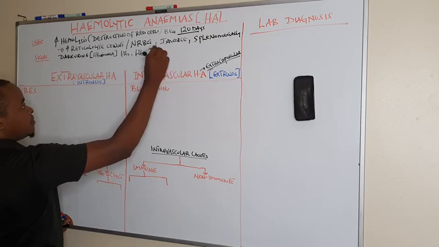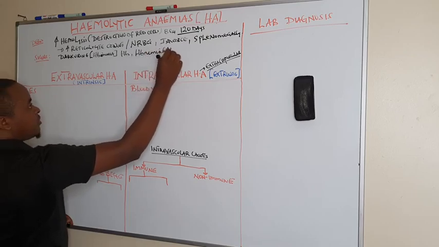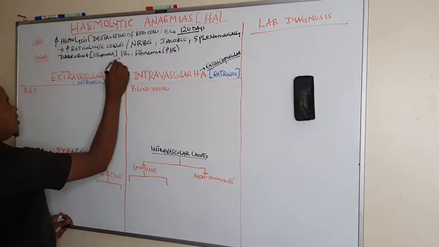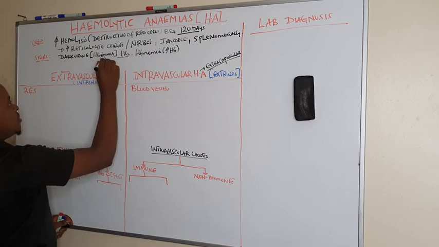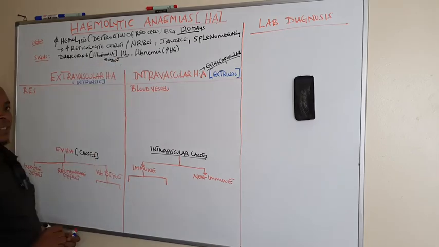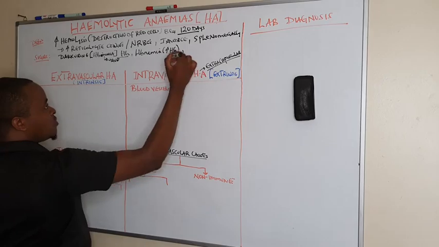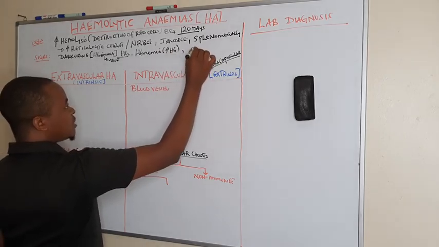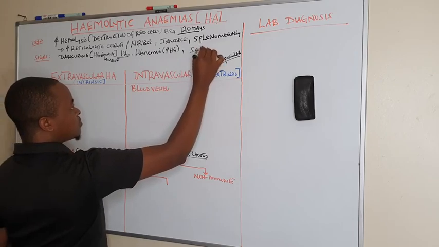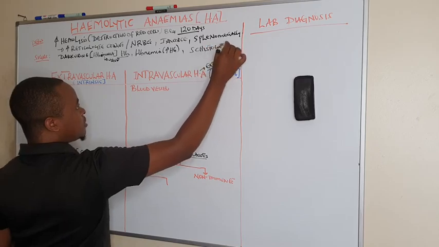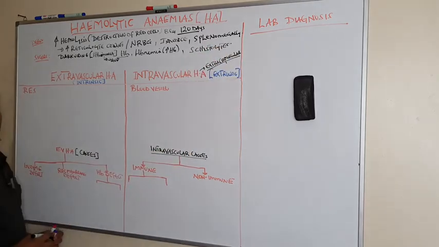Hemoglobinemia is increased free HB in blood. Hemoglobinuria is increased free HB in urine. So these are some of the characteristics. And even when you do a thin film, you will find the presence of fragmented cells, that is schistocytes. You shall see schistocytes present. Those are fragmented red cells.